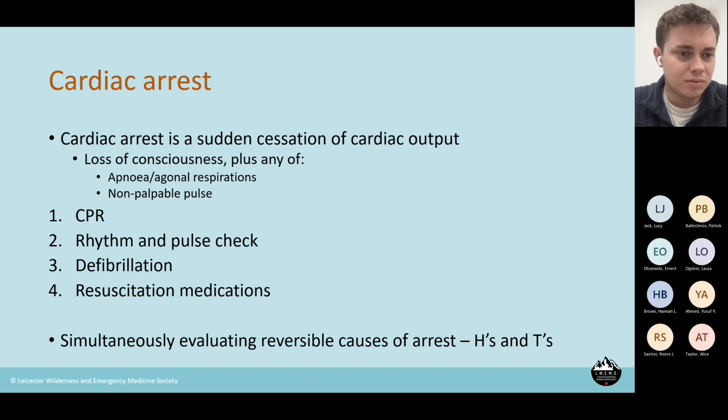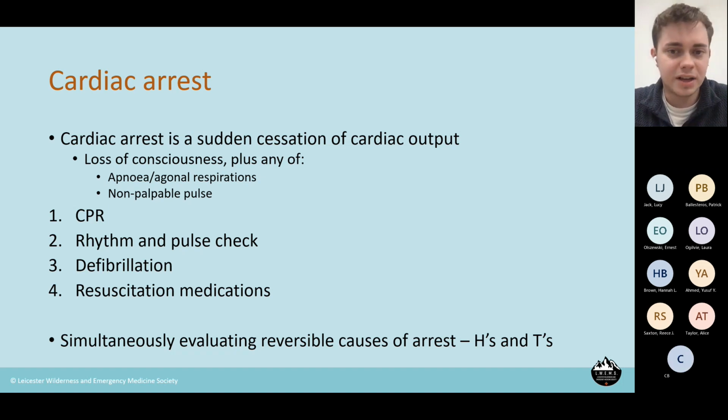So first of all, just to cover the basics, what is a cardiac arrest? Cardiac arrest is essentially a sudden cessation in cardiac output, characterized by a loss of consciousness and then either apnea, so no breathing, or agonal gasping, which is irregular, shallow gasping breaths, or a non-palpable pulse as well.